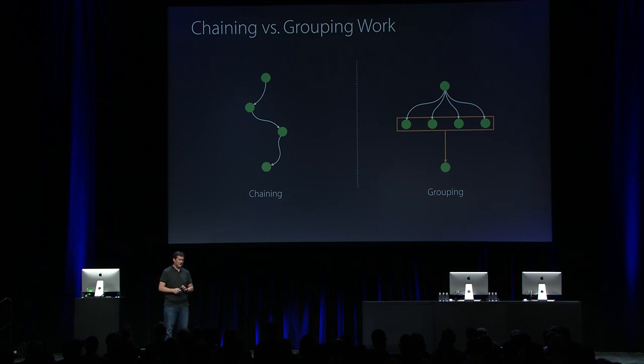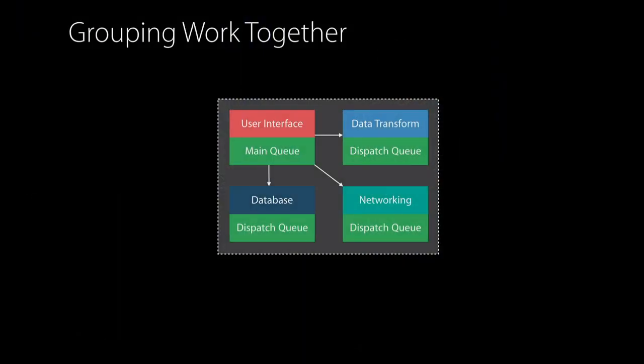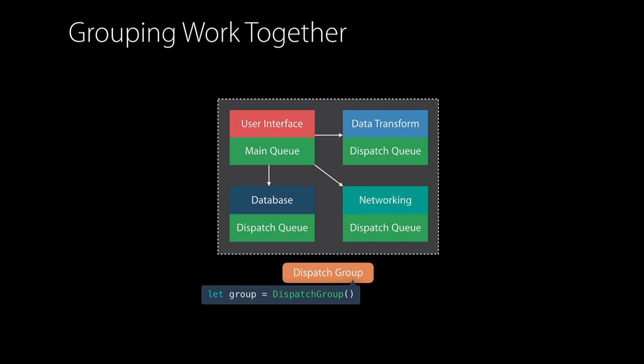And in order to do that, dispatch can help you. So if we go back to the diagram we had before, if the user interface spawns off 3 separate work items here, you can create a dispatch group. Dispatch groups are here to help you track work. And they're very simple to create in Swift. You just create a dispatch group object.